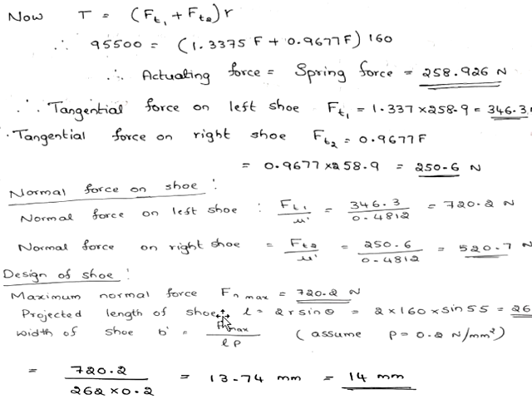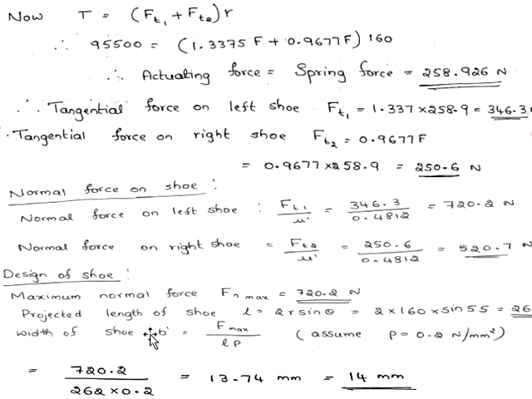To calculate dimensions of shoe, this equation you have to remember. Length of the shoe is equal to 2r sin theta, where r is radius of drum 160 mm and theta is 55 degree. You will get length of the shoe. Length you will get 262 mm.